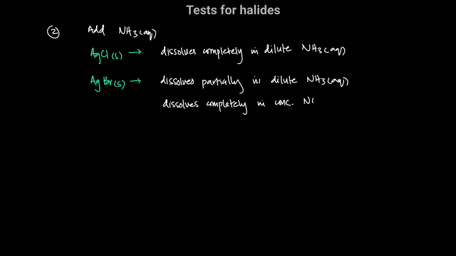So if you have a high concentration of ammonia in the solution, then it will dissolve silver bromide. Obviously, concentrated ammonia will dissolve both silver chloride and silver bromide. But for silver chloride, we don't need concentrated; it will dissolve in dilute. For silver bromide, it won't dissolve completely in dilute, but it will in concentrated. So we first test with dilute. If it dissolves completely in dilute, we know that it's silver chloride. If it only dissolves partially in dilute, then we use concentrated ammonia. If it dissolves completely in concentrated aqueous ammonia, then it's silver bromide.